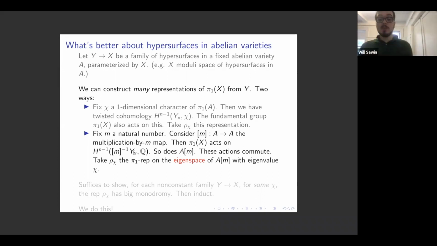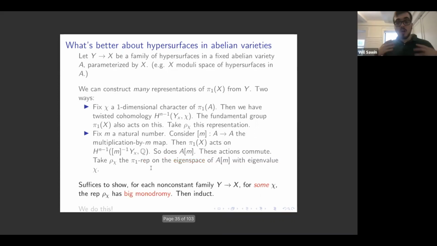And these two actions will commute. Because they commute, we can take an eigenspace of the M torsion points, whose eigenvalue is some character chi, and look at the action of pi1 on that eigenspace. We'll call that representation rho chi. These two correspond because we can express the fundamental group in terms of torsion points using the Tate module.